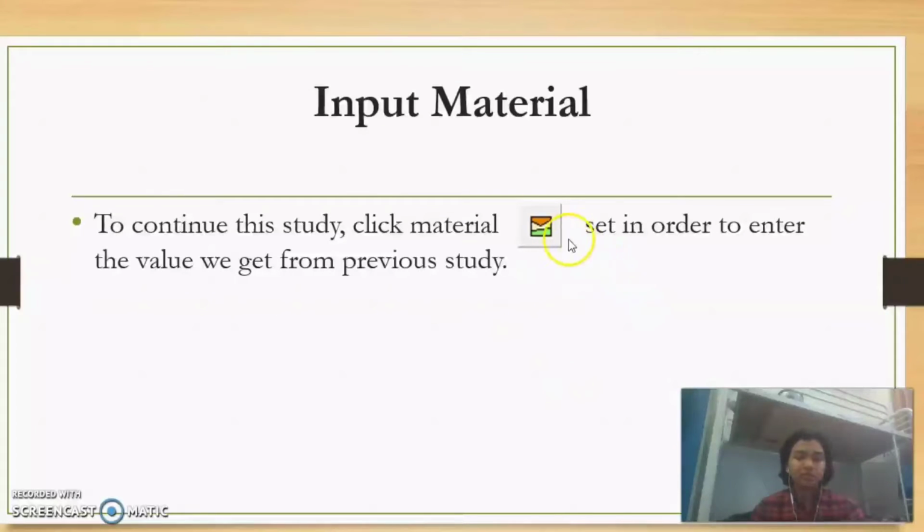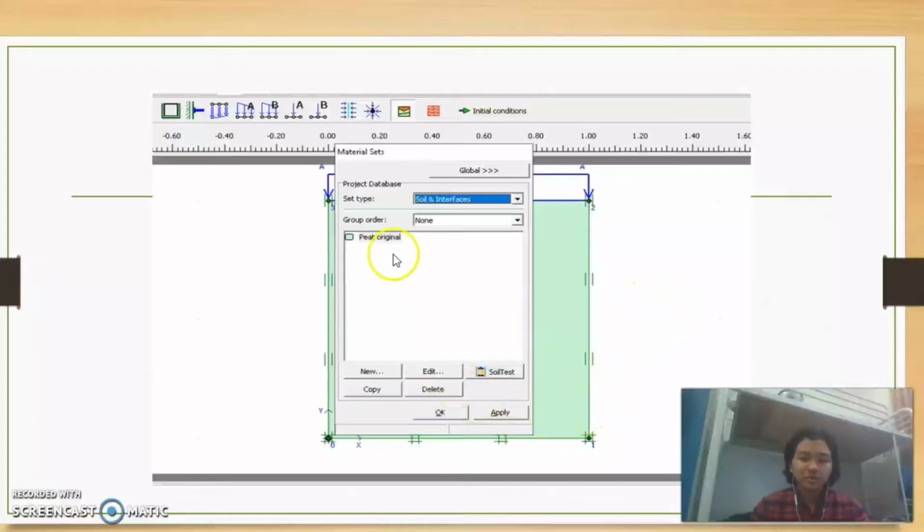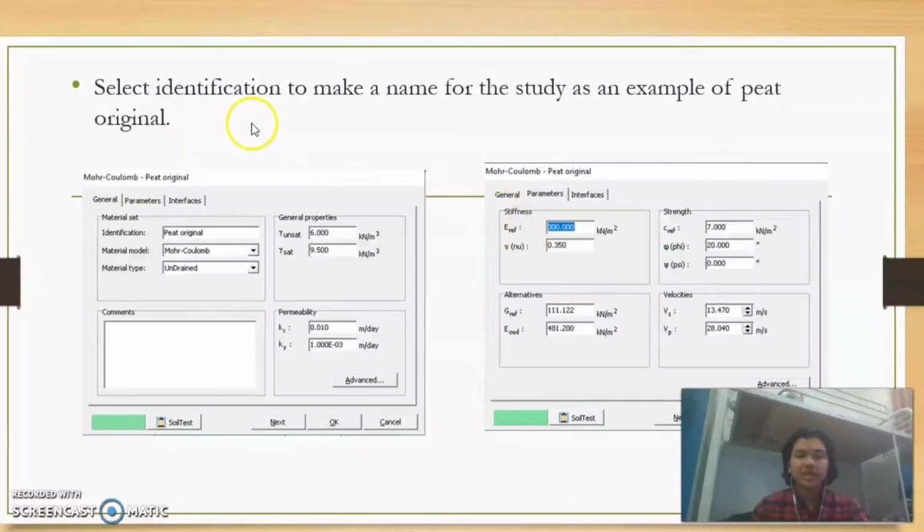Then to put in the material, we will click this icon in the interface to enter the values that we get from the previous study. So this is the interface window that we will choose to determine our material. Select identification to make a name for the study. As an example, Peat original. So this is one of the examples of our original sample.